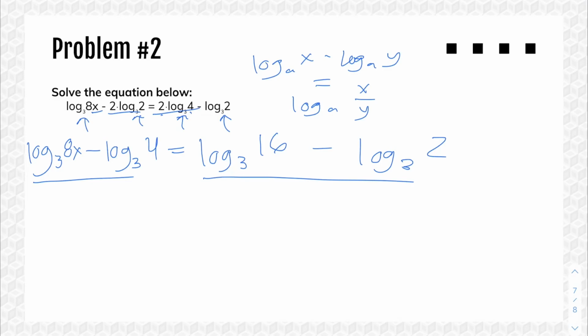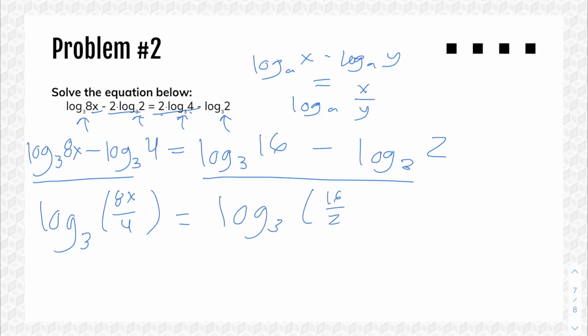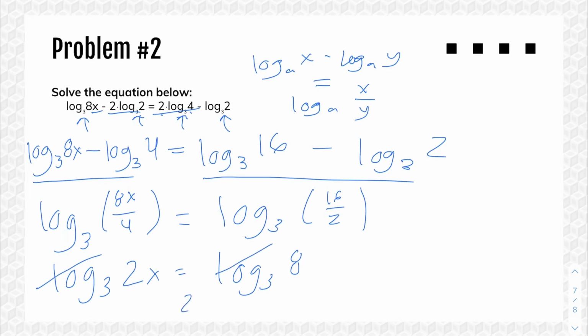Log base 3 of 8x minus log base 3 of 4 would become log base 3 of 8x divided by 4, which will be equal to log base 3 of 16 divided by 2. That would simply be log base 3 of 2x is equal to log base 3 of 8. Once again, using the equality rule, we know that 2x is equal to 8, or simply x is equal to 4.